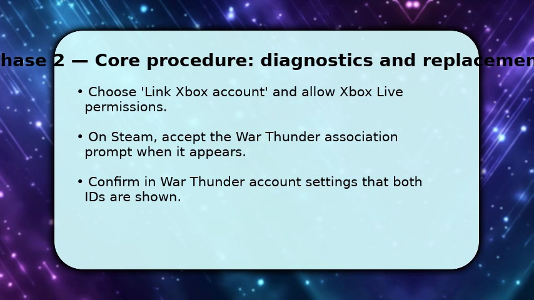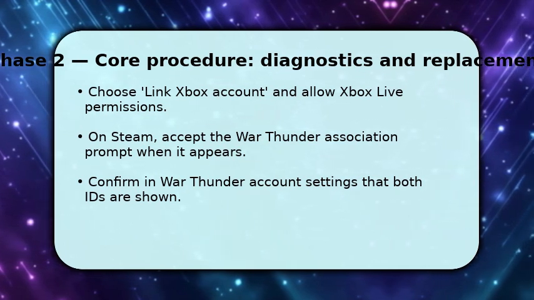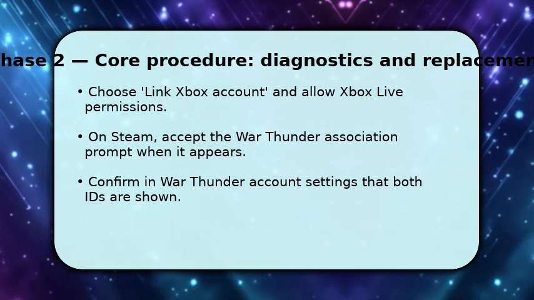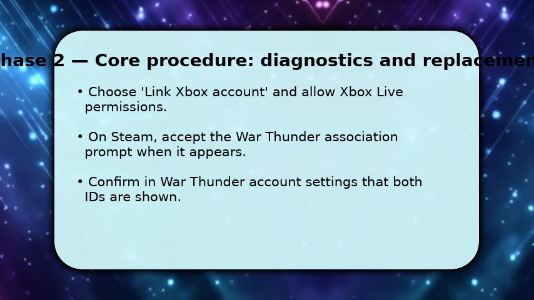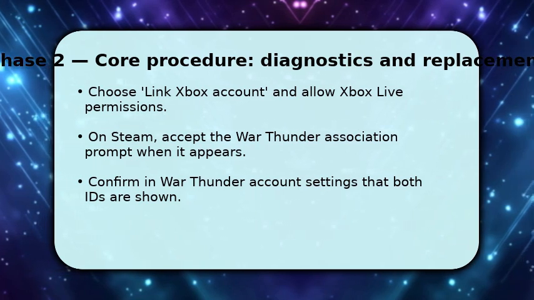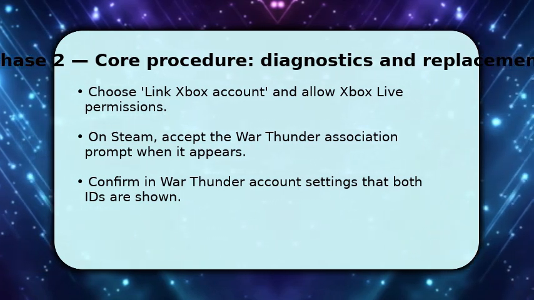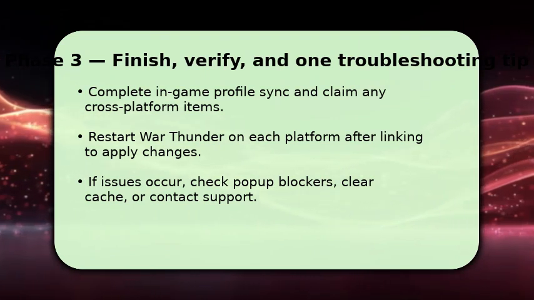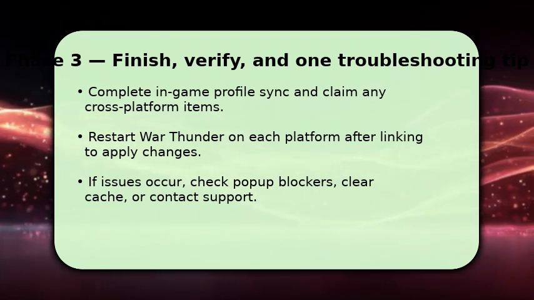Once both authorizations complete, return to War Thunder account settings and confirm that your Xbox ID and Steam ID are both displayed. If not, repeat the authorization steps slowly and watch for pop-up blockers. Finish by syncing your in-game profile, claim cross-platform items, and migrate any progression flags that the link enables.